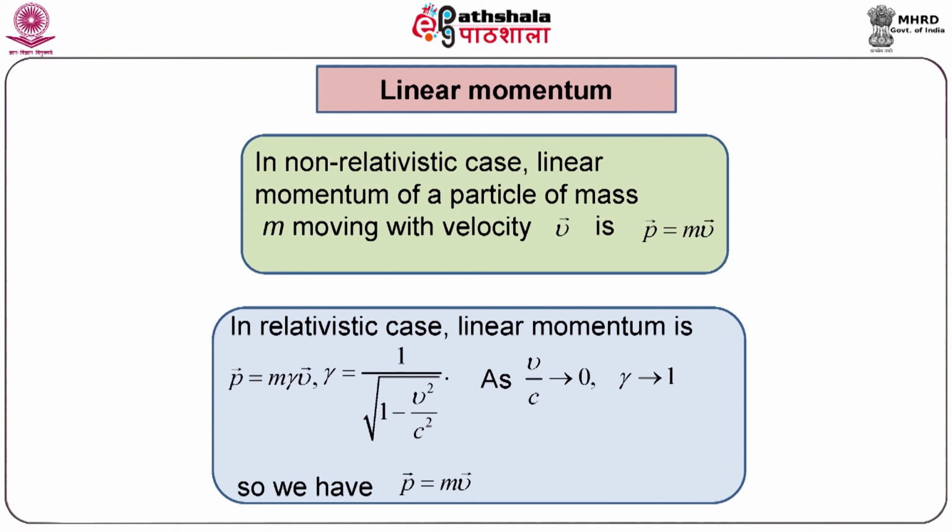When V much less than C, then V by C tends to 0. This is the non-relativistic case. In that case, this becomes 1, so gamma approaches 1. Substituting gamma 1, we get p vector equal to m into v vector. This is the result we already obtained in non-relativistic case. So, we have p vector equal to m into v vector in non-relativistic mechanics.